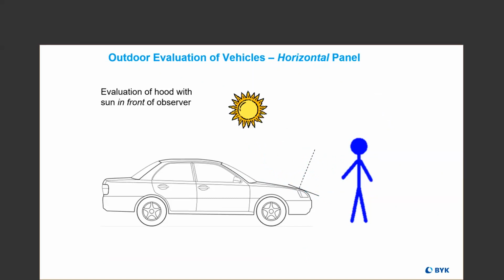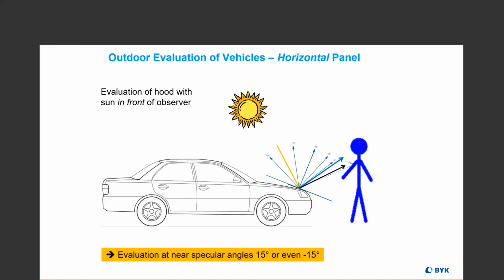And now we switch to a scenario where the sun is in front of the observer. So the sun is hitting the panel at approximately the same angle, except now the illumination is in front of the observer rather than behind him. So there's the specular angle, and so the viewing angle is going to be at the near specular angle of about 15 degrees. And then if our observer moves his eyes up the hood a little bit, the sun is in the same position, but just from observing a different spot on that hood, we're now looking at about a negative 15-degree viewing angle.